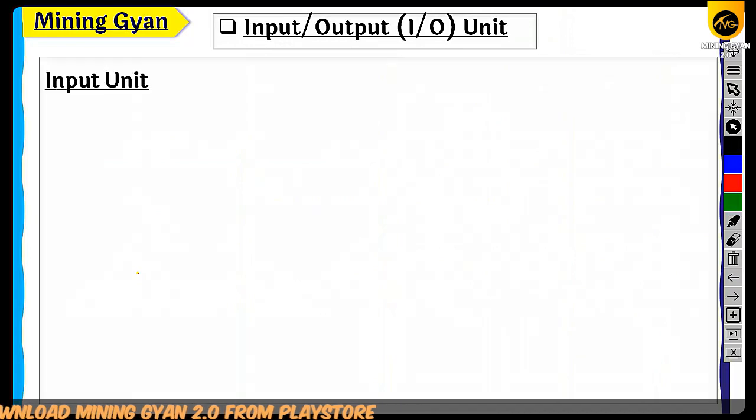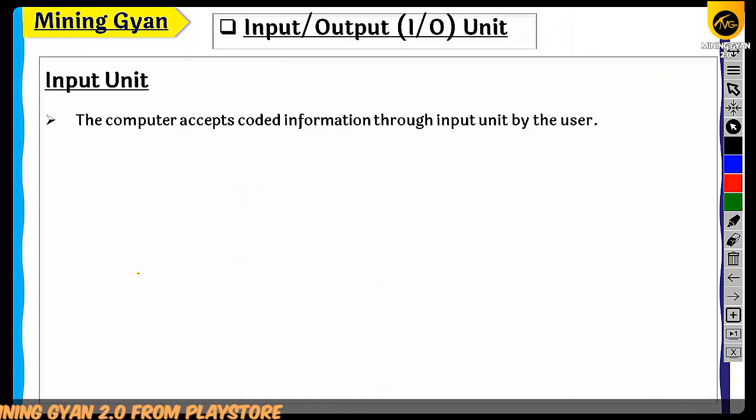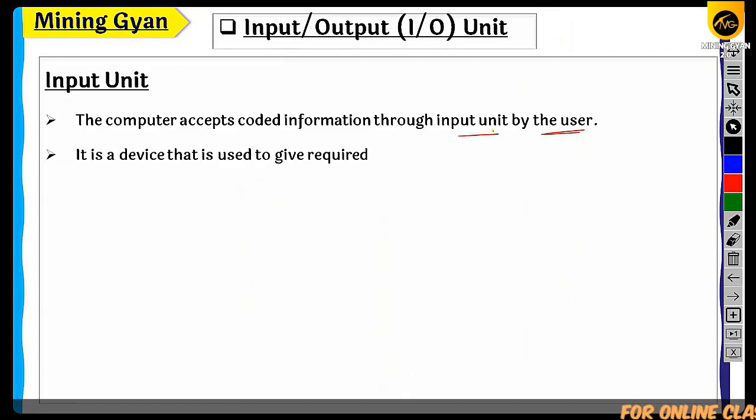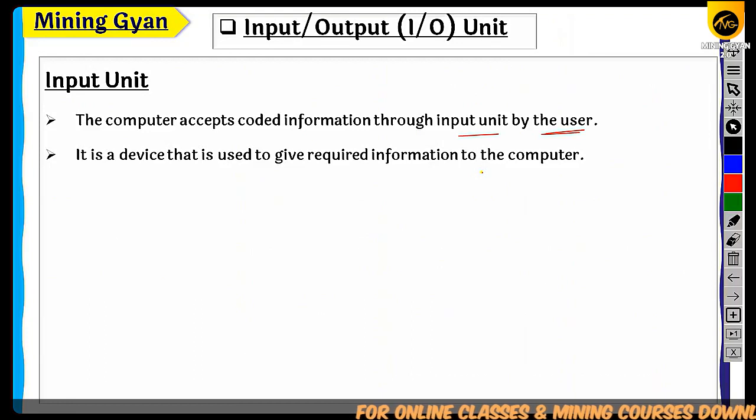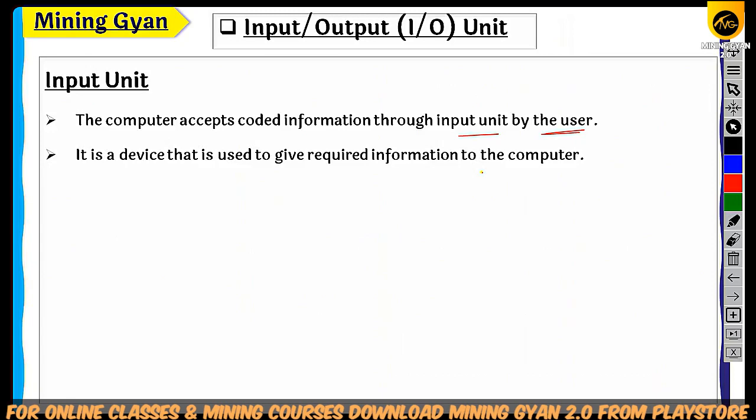Basically, the computer accepts coded information through the input unit by the user. What is the input unit? It is a device that is used to give required information to the computer. The device which is used to give data or required information to the computer to process any kind of information demanded by the user.